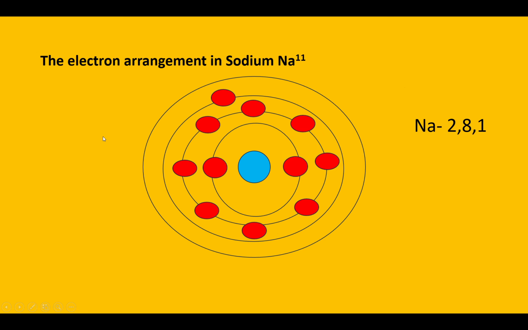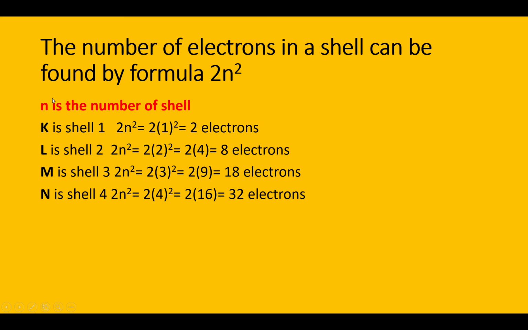If we talk about sodium, the atomic number is 11. So the sodium atom contains 11 electrons. 2 electrons are present in the K shell. Then 8 electrons are present in the L shell. The L shell is complete, and then 1 electron is left and that is placed in the M shell. So the electronic configuration of sodium is written as 2, 8, 1. 2 electrons in the K shell, 8 electrons in the L shell and 1 electron in the M shell.